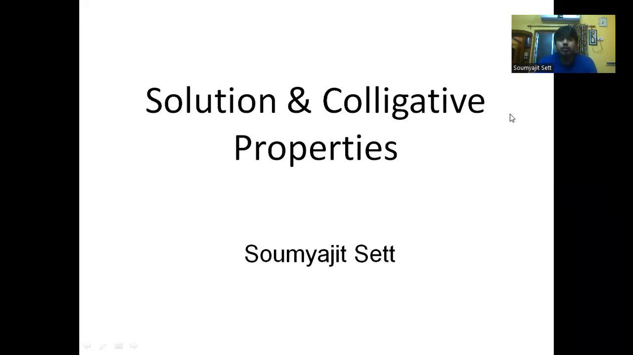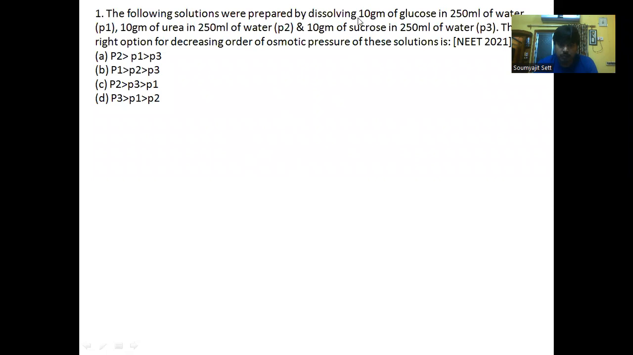Hello everyone. Today we are going to discuss solution and colligative properties, some numerical problems on this chapter. Let's start with this problem.